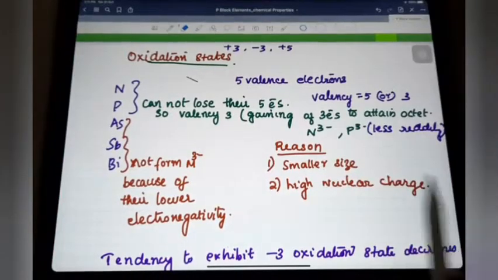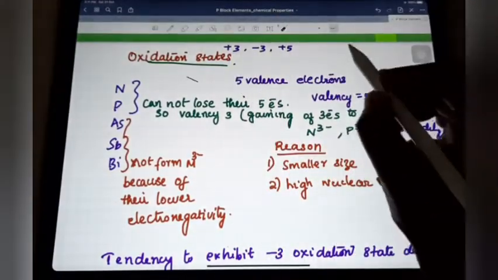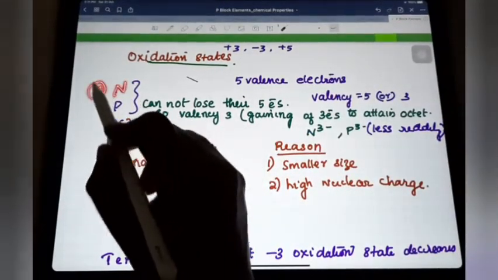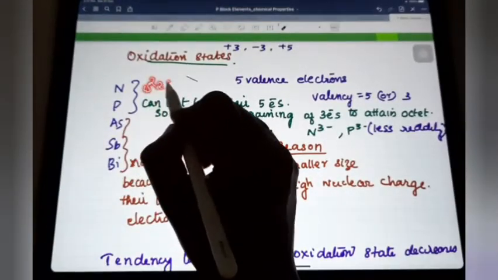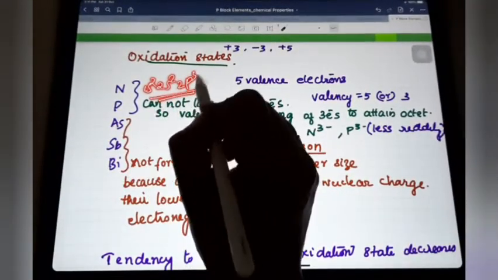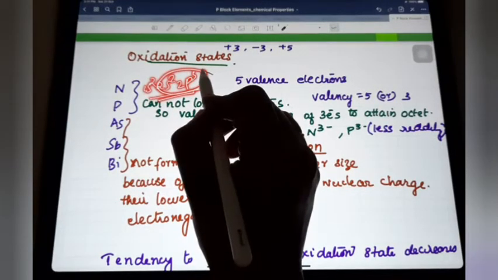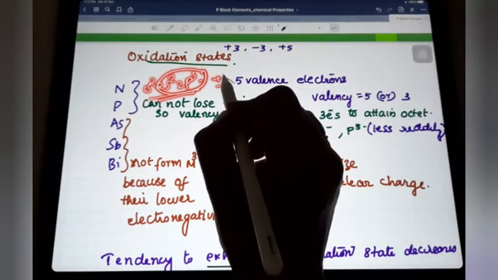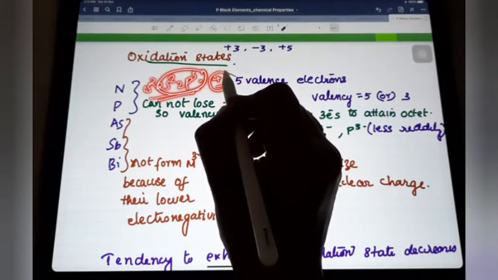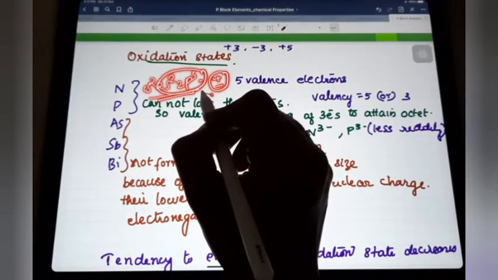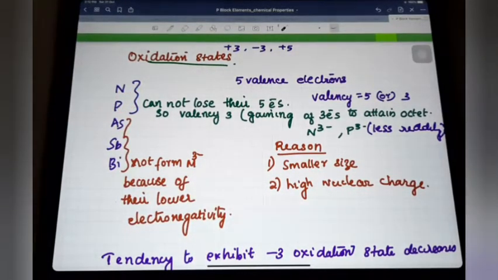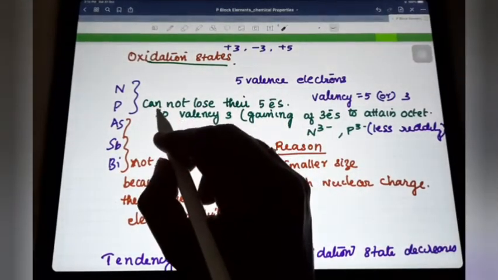Okay, first topic is oxidation state. In the case of group 15, nitrogen's atomic number is 7, and the electronic configuration is 1s2, 2s2, 2p3. So 5 is the number of valence electrons here. Oxidation state means the positive or negative charge attached with a number, based on how the compounds accommodate the octet.